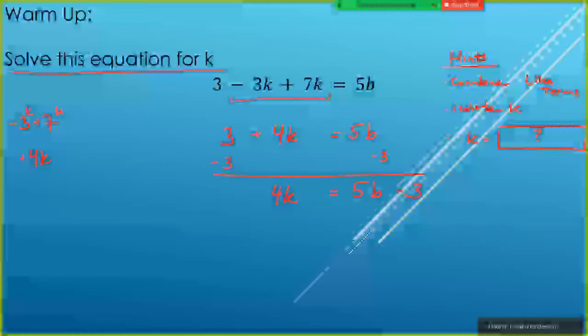But now it's negative. Notice that? It's not the same sign as it was originally. It's negative 3 now. And then we want to undo this timesing of 4 to the k. So to undo multiplying, we want to do the opposite, divide by 4. We're doing it to both sides of our equal sign. So on the left side, 4 over 4 cancels. That was on purpose. So what do we have here? We've got k equals 5b minus 3, all divided by 4.